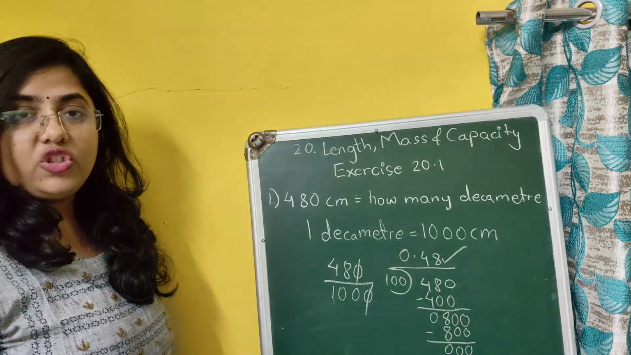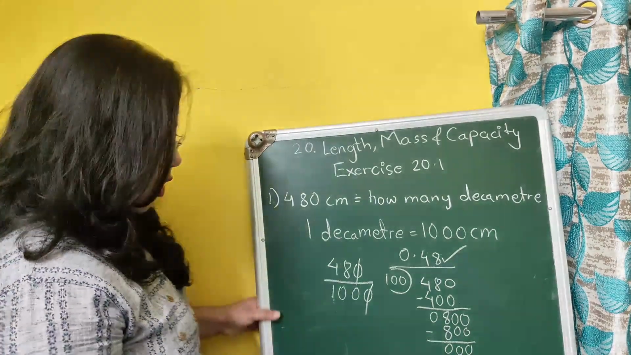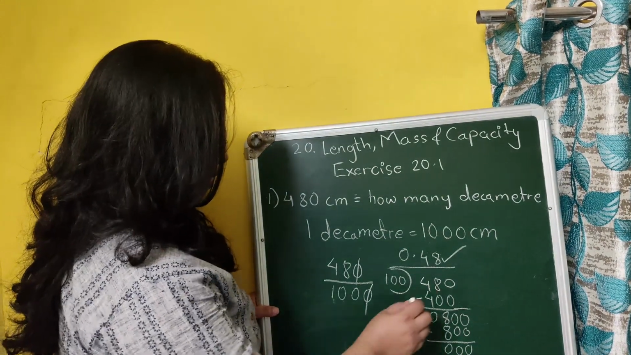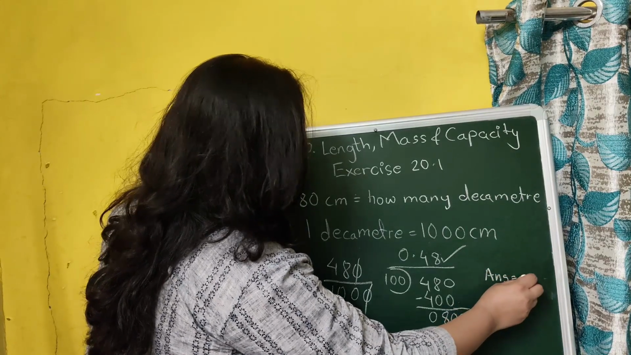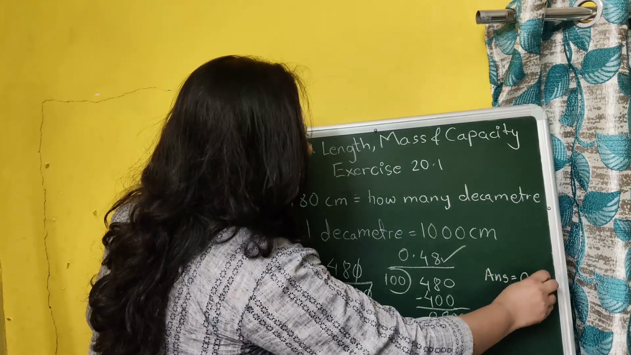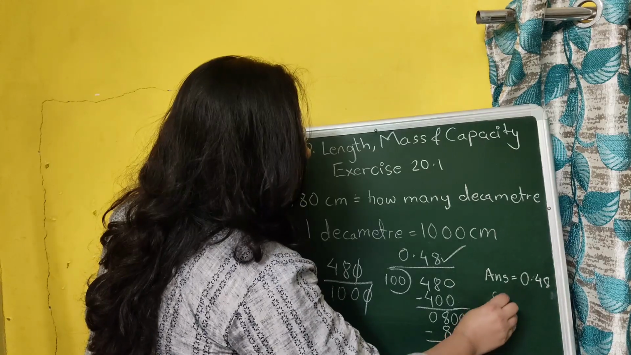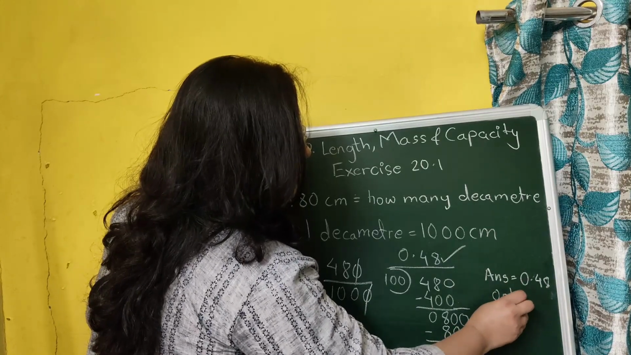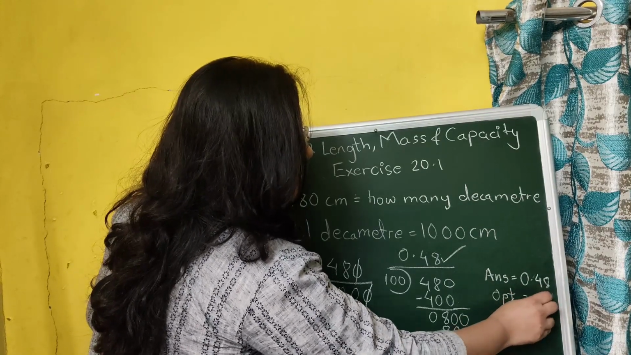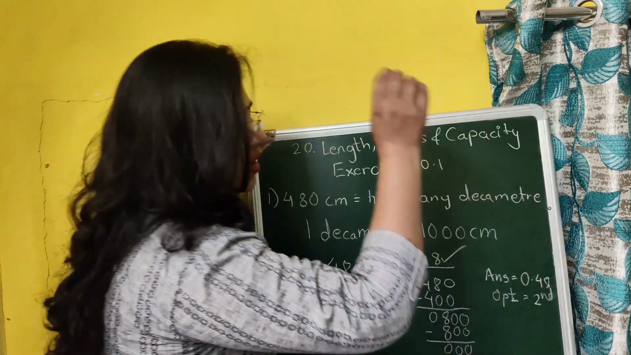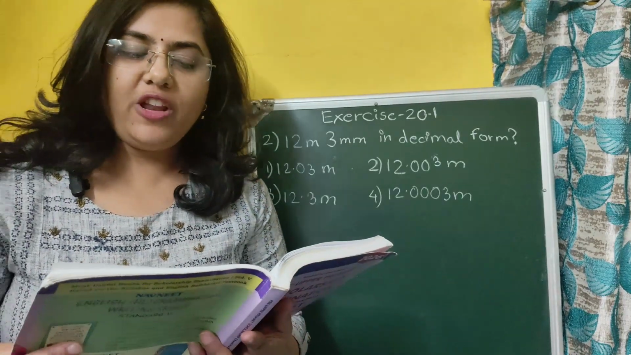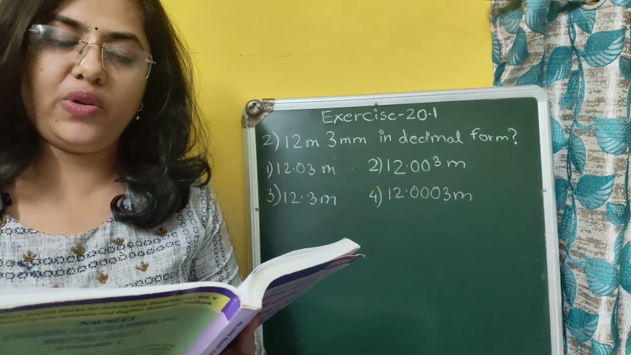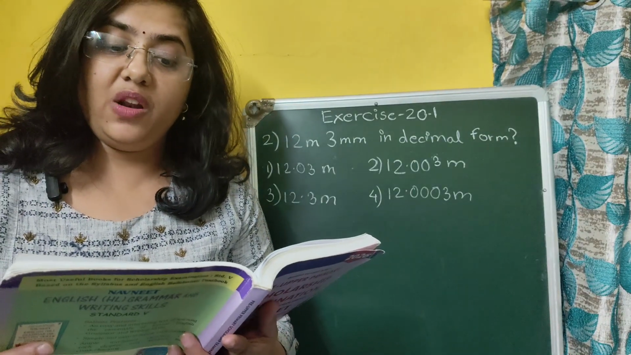Now let us check which option it is. It is option number 2, that is, the answer is equal to 0.48, option second. Okay. Our second question is, how will you write 12 meters and 3 mm in decimal form?